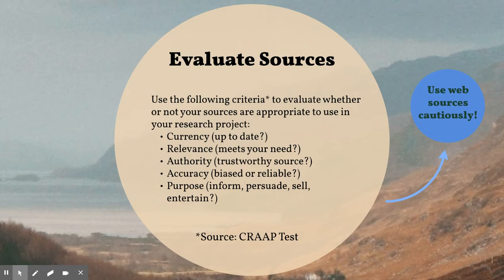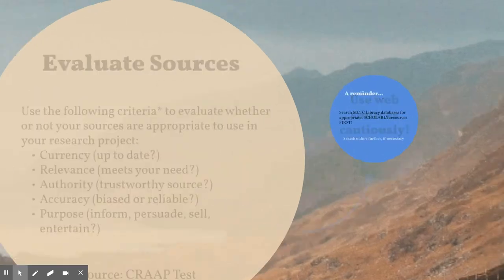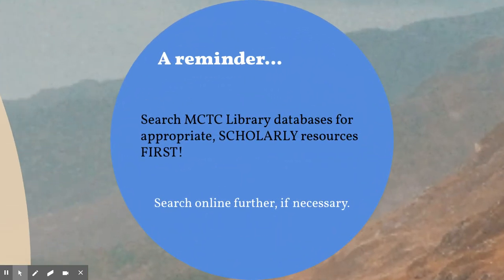Accuracy. Is this biased or reliable? And purpose. Does the article or source inform, persuade, sell, entertain, or what? And these are criteria used by the CRAAP test. Use web sources cautiously. As a reminder, search MCTC library databases for appropriate scholarly resources first. Search online further if necessary.